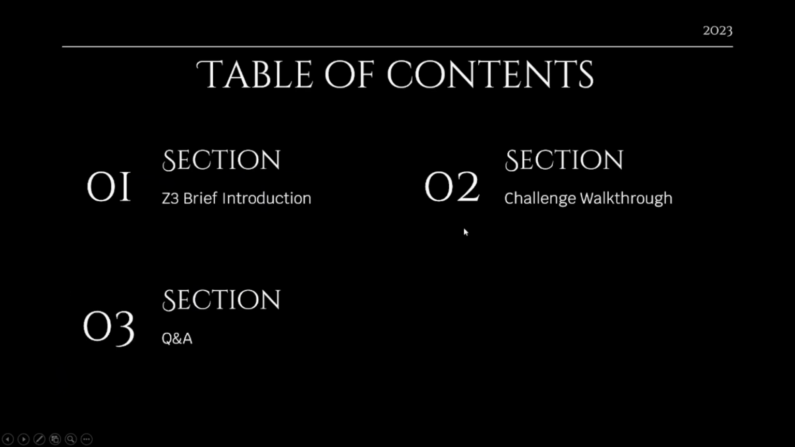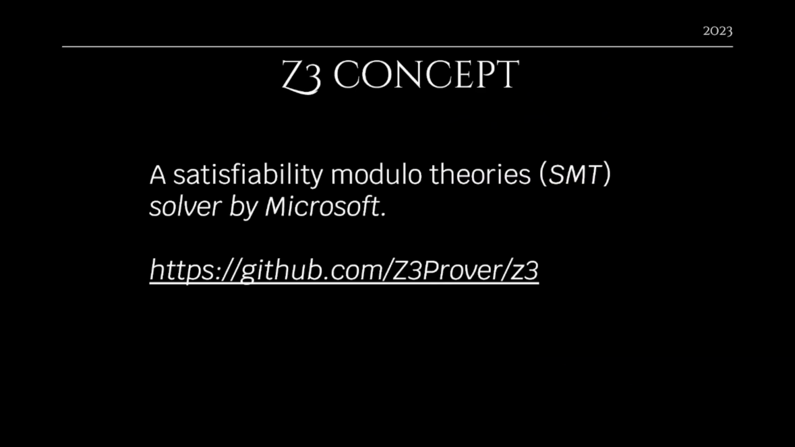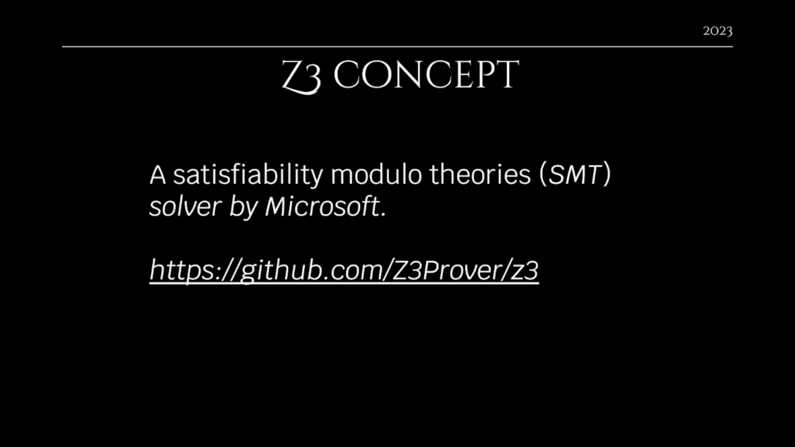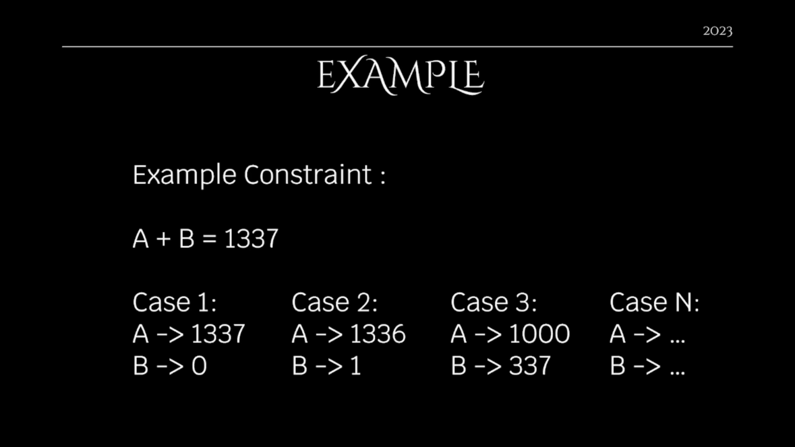So this is a table of contents for today's sharing session. We will talk about Z3 in brief, then a challenge walkthrough, and then Q&A. So Z3 is a simple SMT solver by Microsoft. You can check it out at its GitHub over here. It basically solves equations that contain constraints.